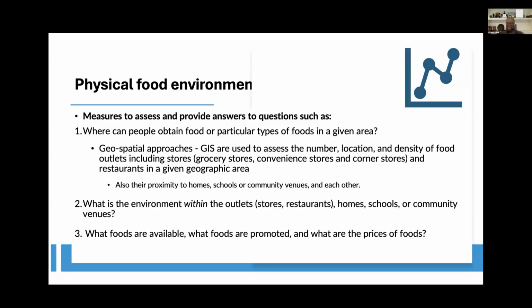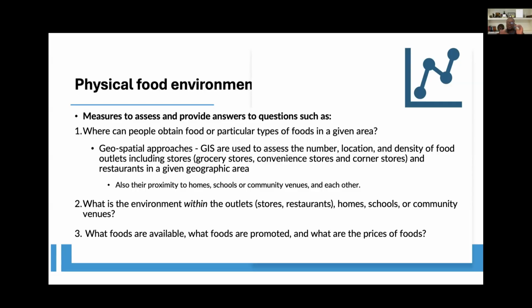Not only do we just measure where they are located, but we also do that in a relational manner. How far is it from home? How far is it from settings where children gather, schools, community venues? And then two, it also assesses or measures what is within the outlet that you have mapped. You have done mapping and you know there's a restaurant here, there's a convenience store here, but you don't go inside to see what is being stocked. You haven't completed your job.